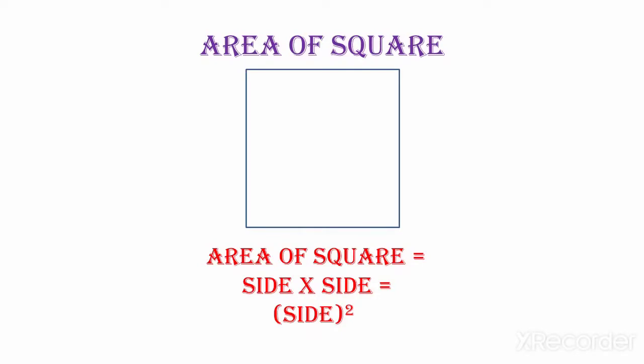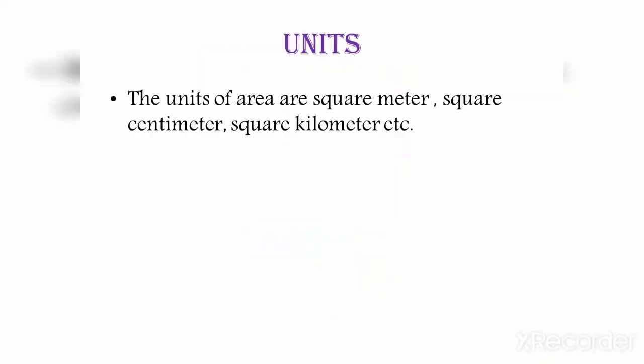This square has 4 equal lengths, but since we are going to find the area, you can take any two sides. So side multiplied by side equals side square. The unit of area is square meter, square centimeter, square kilometer, etc. Whatever unit is given in the question, you have to use the word square. For area we are going to write square, whether it is centimeter or meter, but the word square will come when you are writing area.